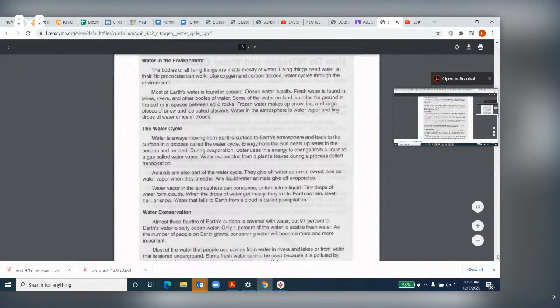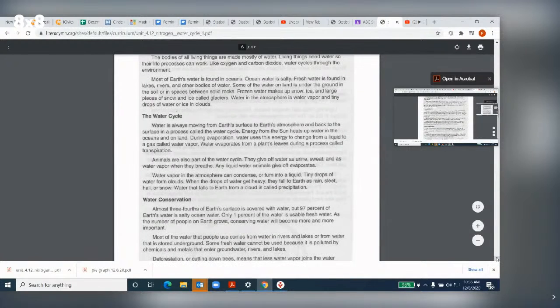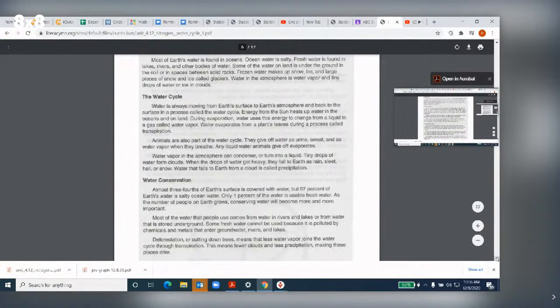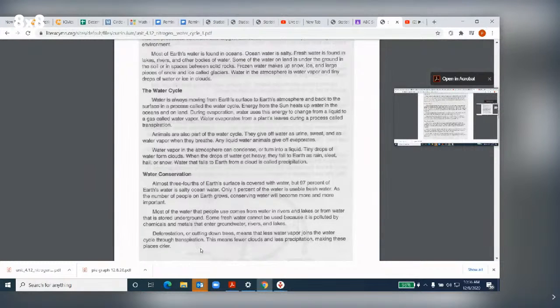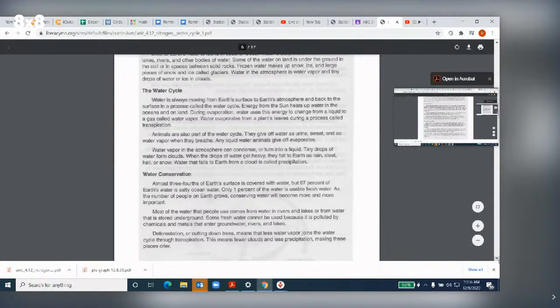Some fresh water can't be used because it's polluted by chemicals and metals that enter groundwater, rivers, and lakes. And it says deforestation, or cutting down trees, means less water vapor joins the water cycle through transpiration. This means fewer clouds and less precipitation, making these places drier.